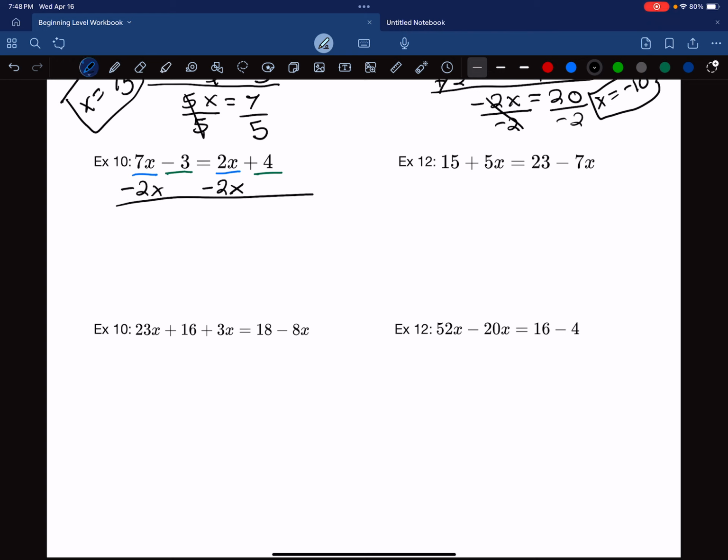So we got 7 minus 2, which is 5. So we got 5x, and then we're going to bring down this negative 3. These two x's cancel, and then we're going to bring down this 4. And now from here, we have 5x minus 3 equals 4. So we're going to solve this equation like we usually would. So these 3's cancel. We get 5x equals 4 plus 3, which is 7. And then we're going to divide by 5. The 5's cancel. So x equals 7/5.